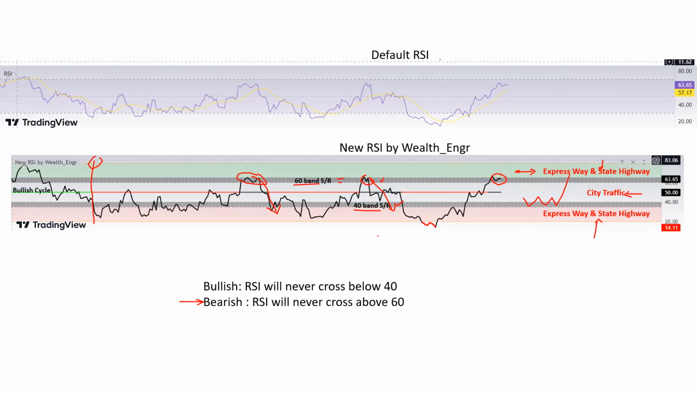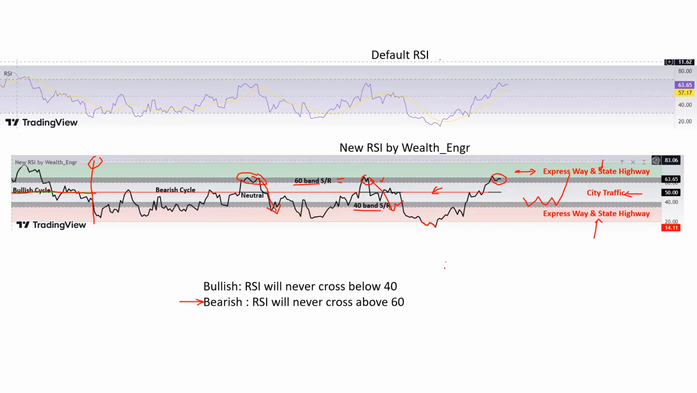Now, what is this cycle? You will be able to see there is a central band here, and the central band is changing colors. If the central band is a green line, then it is called a bullish cycle. If the central band changes to red color, then it is called a bearish cycle. If the central band changes to neutral, black color, then it is neutral. So: bullish cycle, bearish cycle, neutral cycle.